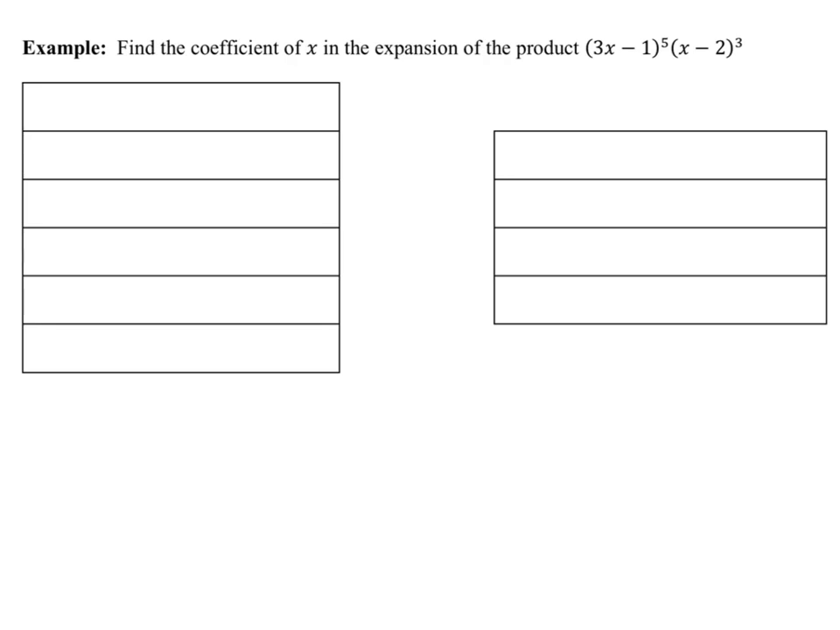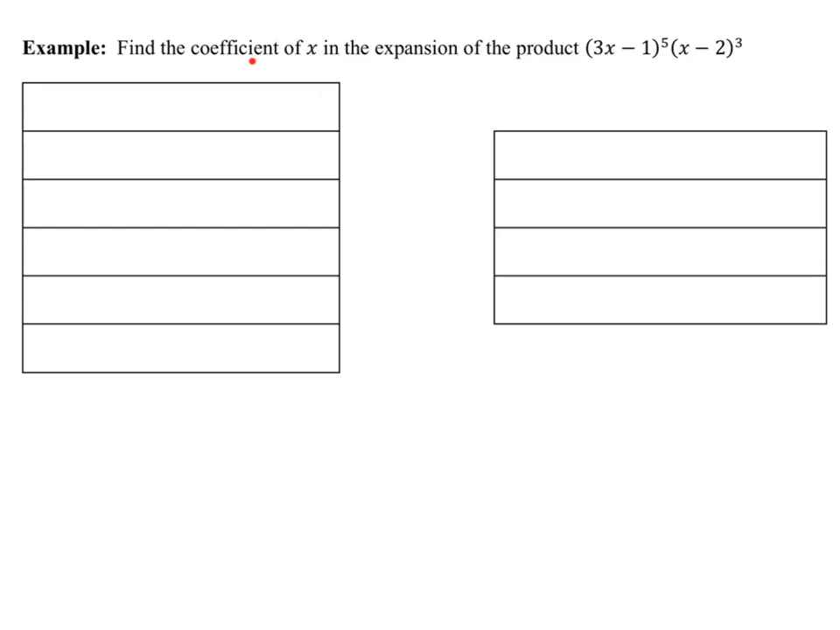Now I'm going to dive right into an example here. The method that we're going to use is that we're effectively going to expand each one of these things, or at least enough of it for us to see what's going on, and then we're going to look and think which of these terms would I need to multiply with which of these terms in order to get the term that I'm looking for. So for this example, we're being asked to find the coefficient of x, that's x to the first power, in the expansion of the product of these two things.